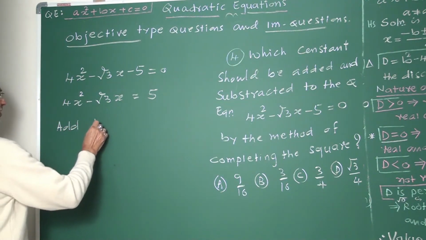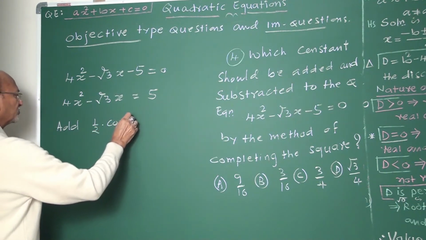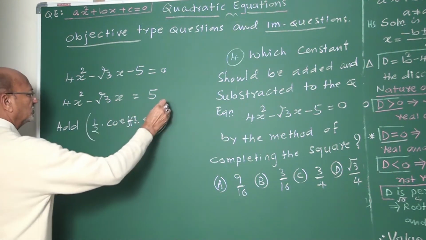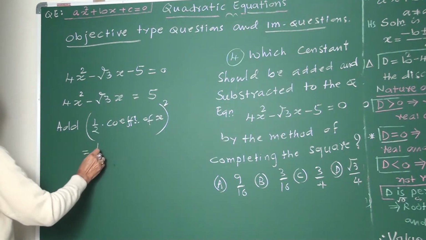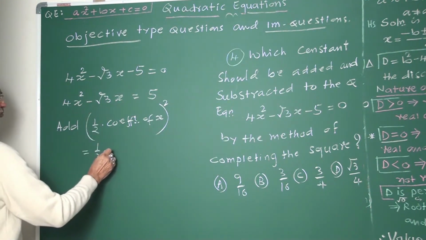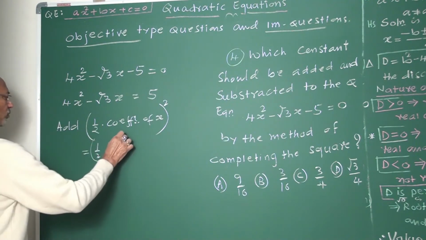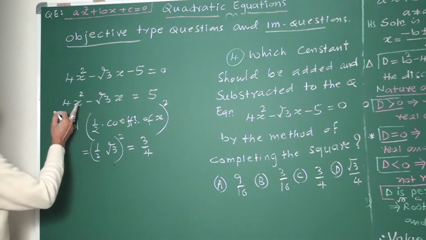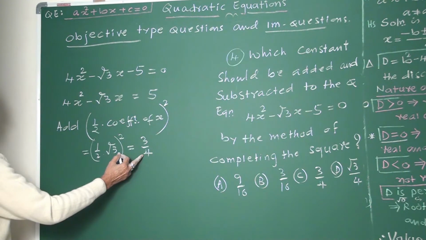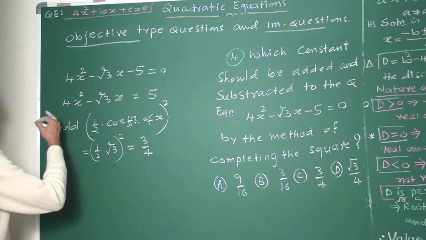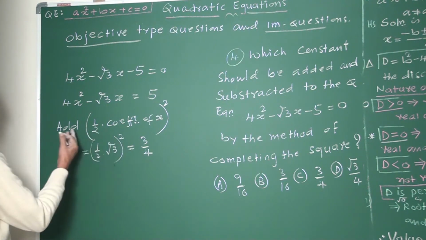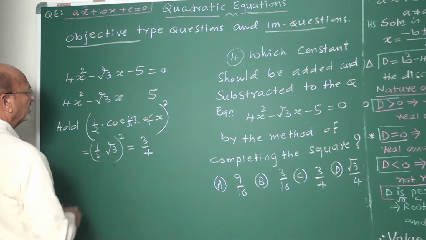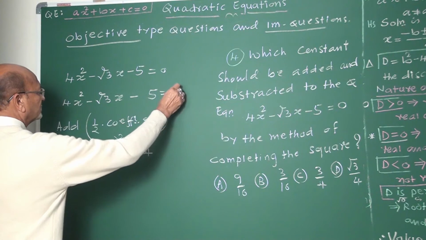1 by 2 into the coefficient of x, the whole square. What is this? It is 1 by 2 into, the coefficient of x is root 3, whole square. What is this? It is 3 by 4. Therefore, to make it a square, you are adding and subtracting what? 3 by 4. Or you are adding 3 by 4 to both sides. If it is only one side, at that time you have to add and subtract.